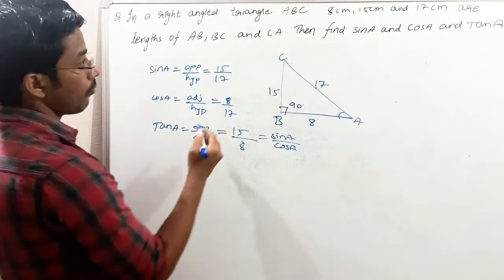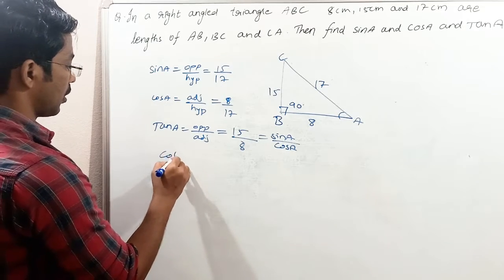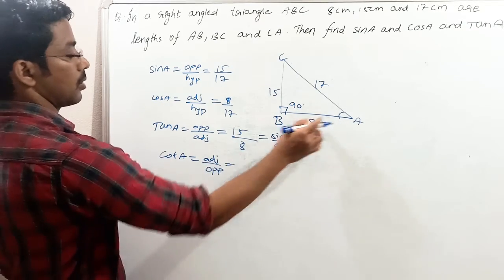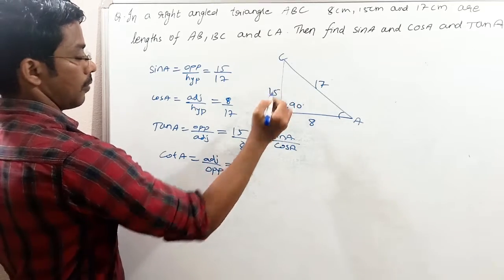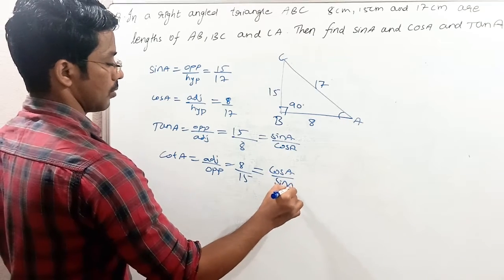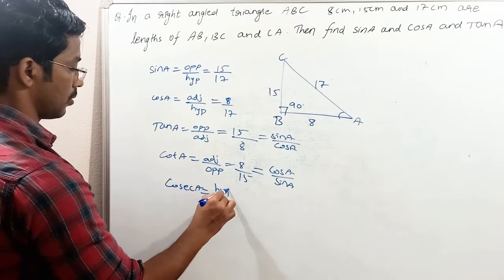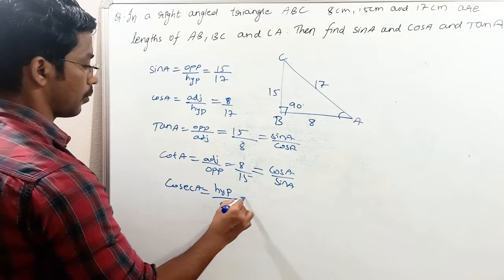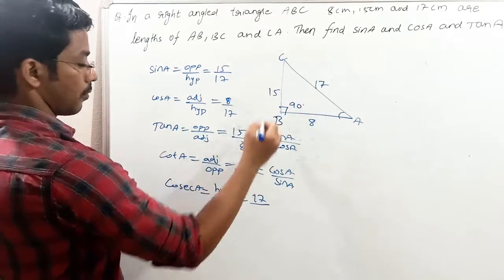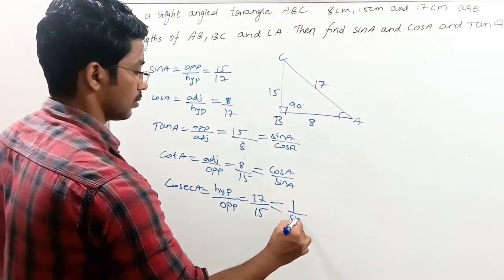Next, we have found these, but the remaining can also be found. The remaining trigonometric ratios are cot A, the inverse of tan A, nothing but adjacent by opposite, adjacent 8, opposite 15. So 8 by 15. This can also be written as cos A by sin A. Next, cosecant A is hypotenuse by opposite. Hypotenuse is 17 and opposite of A is 15. It is the inverse of sine, so 1 by sin A.